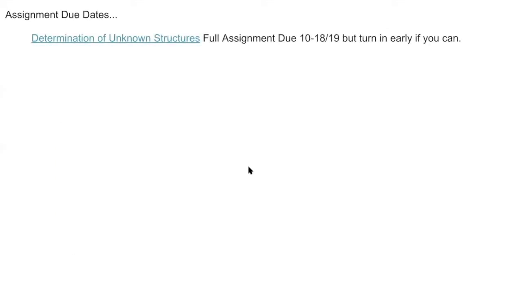And then determination of unknown structures. That lab is not due for a while, but turn it in right away. I've already got one turned in. Keep turning them in, because I think most everybody has all of their unknowns and their partner's unknowns, and they have the ethyl acetate. So just label them all up and turn them in, and answer the lead-up questions, but I think most of you are almost done with it. So get that off your to-do list.